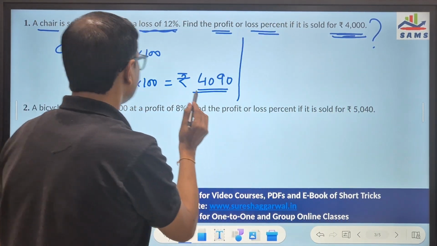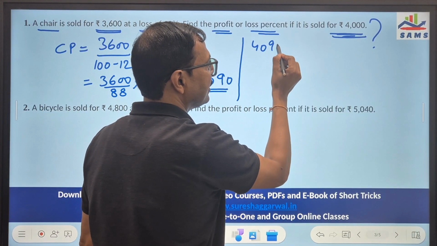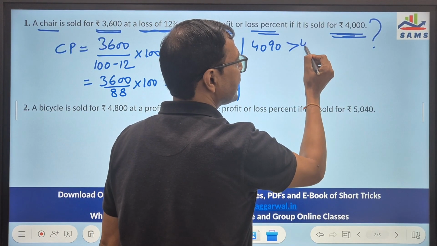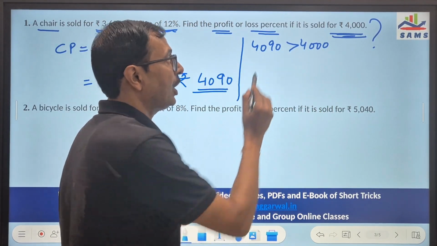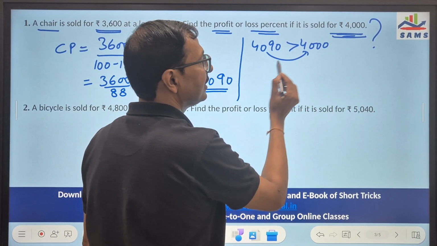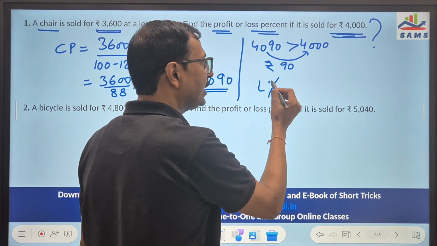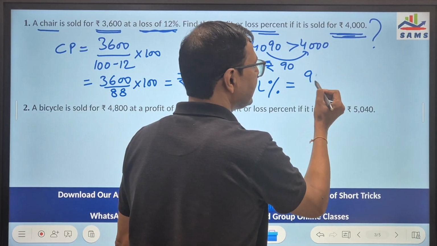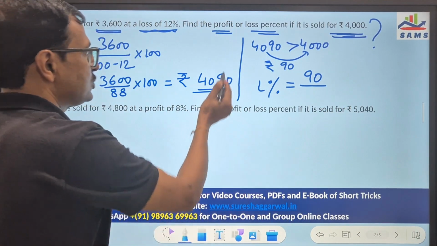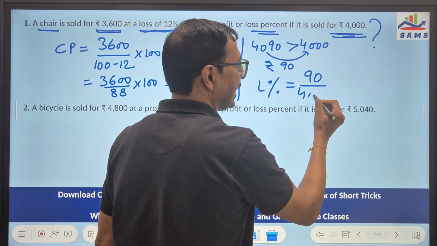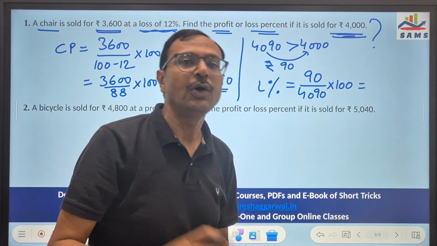So this cost price 4090 is greater than the final selling price 4000, and that means again there is loss. And how much of loss? Take the difference. There is 90 rupees loss. And so to calculate the loss percent, you need to take the loss, that is 90, and divide it by the cost price which you just now found out, 4090, and multiply that by 100. You will get the final loss percent.